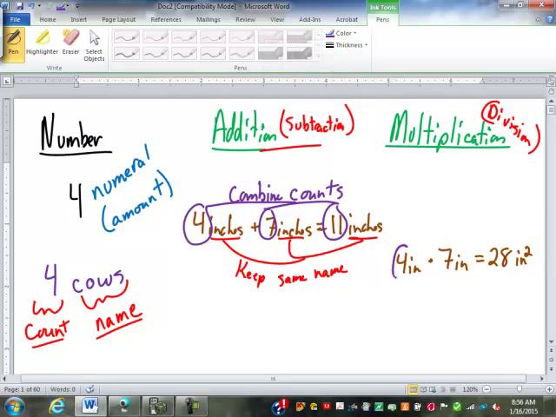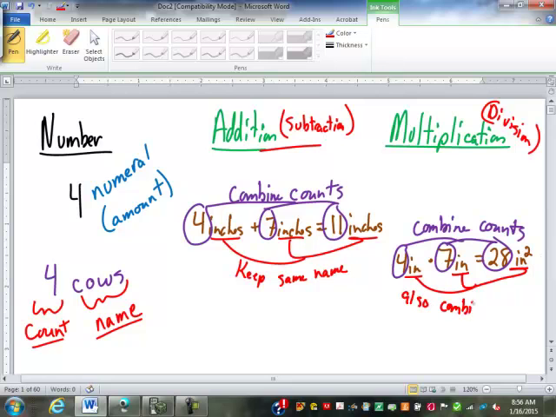When we multiply numbers, if we look at the counts, 4 and 7 became 28. So we still combine the counts. The difference comes in the names. Here we had inches, and it became square inches, or inches squared. When we multiply, we also combine the names. Now you might be looking at that thinking, okay, that's something I didn't know, but I still don't see why it's so important. This is actually the single most important concept in math because it explains why we do everything we do with all the different forms of numbers.